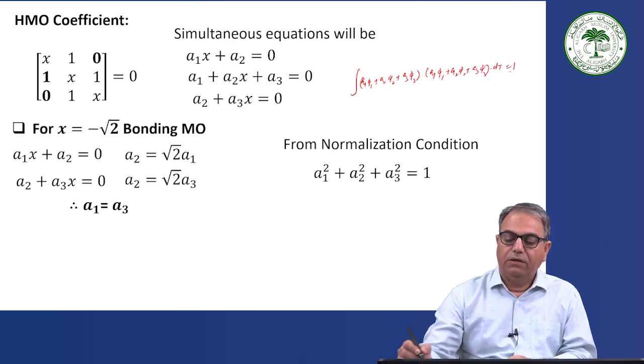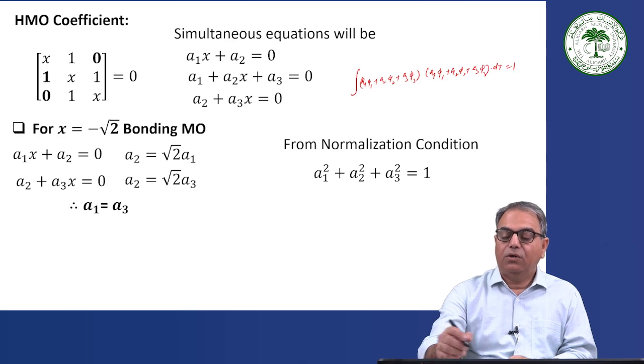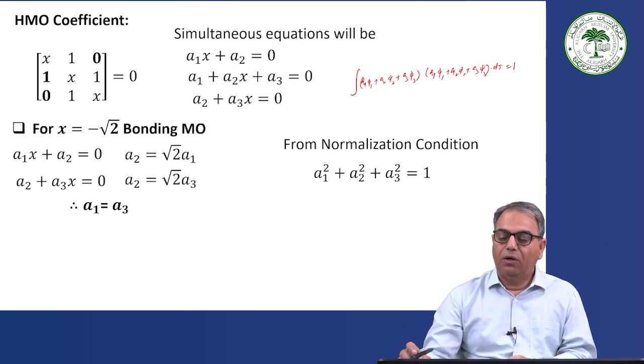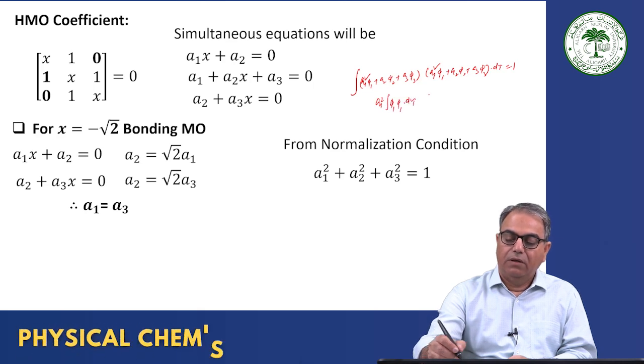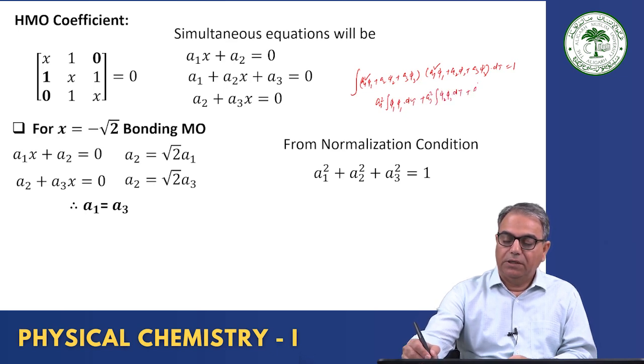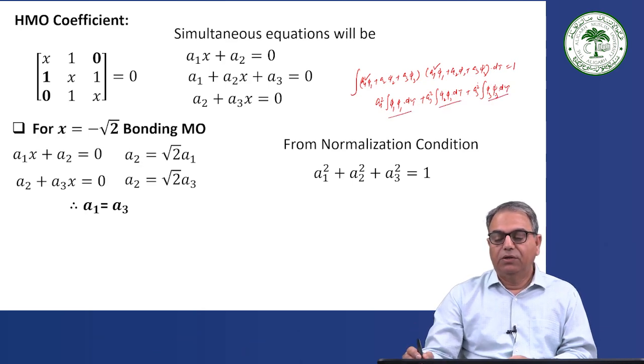d tau is equal to 1, and you will see that all cross terms will become 0, and all similar terms, where you multiply A1 phi 1 with A1 phi 1, will be A1 square integral of phi 1 d tau, and A2 square integral of phi 2 d tau plus A3 square integral of phi 3 d tau. These will be equal to 1 because they represent the normalization condition. So only A1 square, A2 square and A3 square will remain.